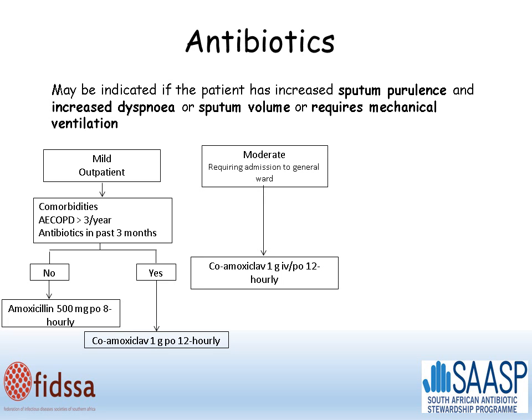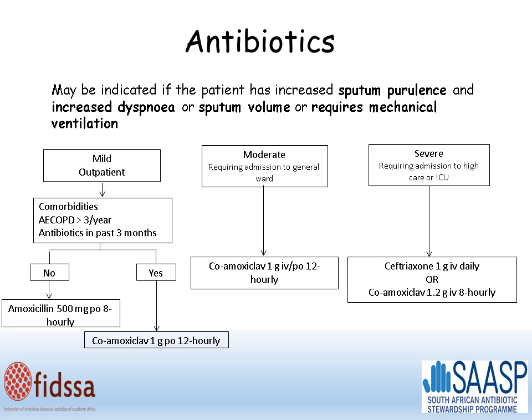Patients with moderate exacerbations requiring admission to the general ward do not necessarily require antibiotics, but if they fulfill these criteria, then oral and in extreme cases intravenous co-amoxiclav is a reasonable choice. Patients with severe exacerbations requiring admission to high care or intensive care should be given antibiotics, and either intravenous ceftriaxone or co-amoxiclav are reasonable choices.